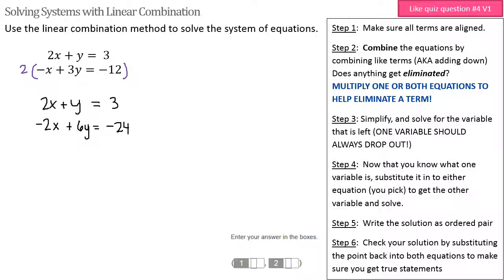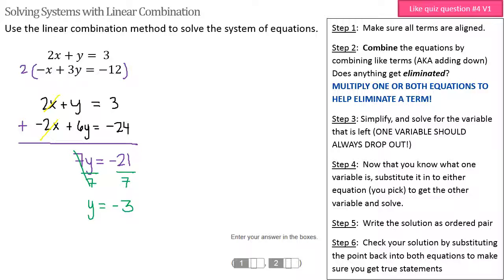And now what we can do is add straight down, and we see that the x's eliminate, the x's disappear. Now if we add y plus 6y, that gives us 7y is equal to 3 plus negative 24, which gives us negative 21. We divide both sides by 7. We'll get y is equal to negative 3.